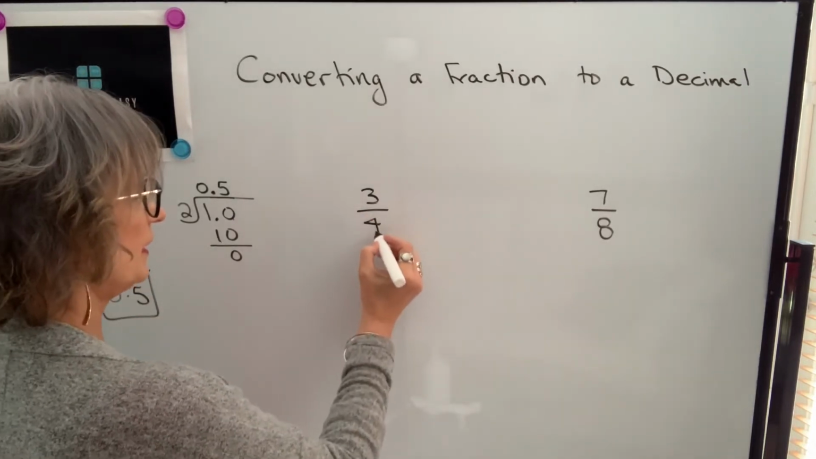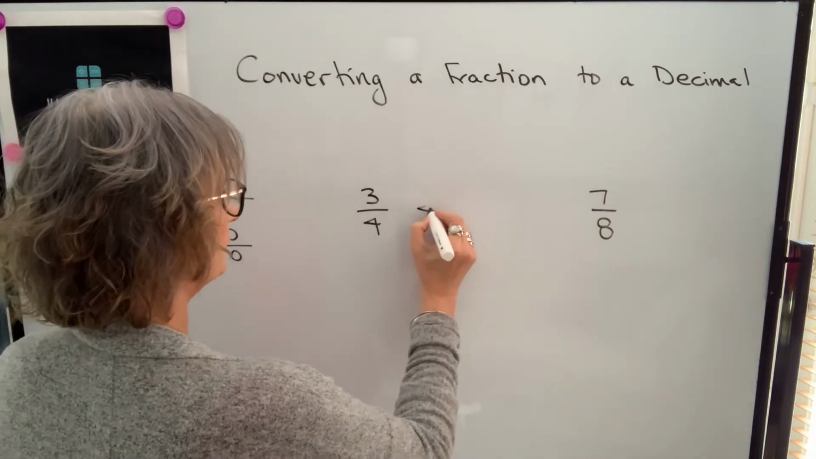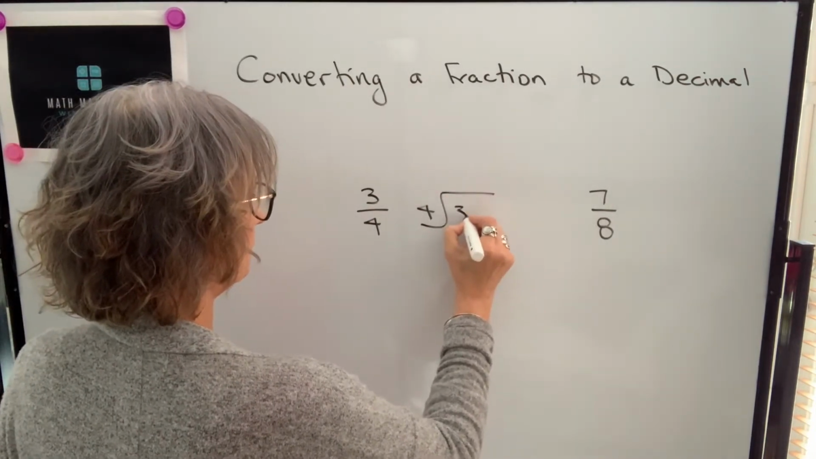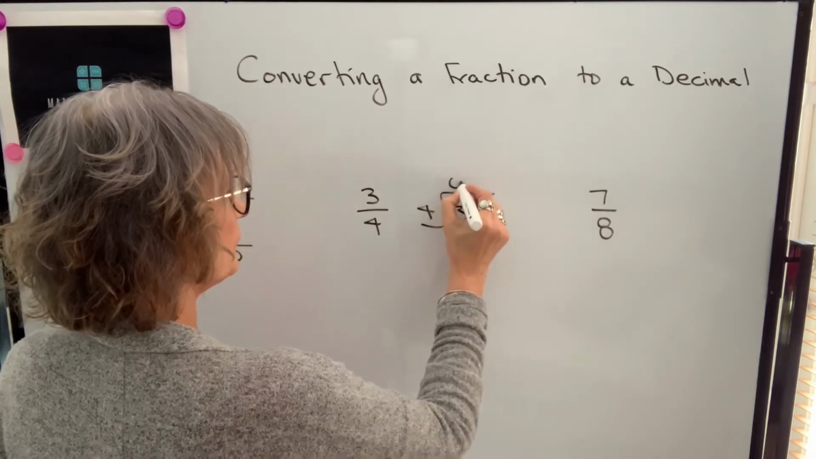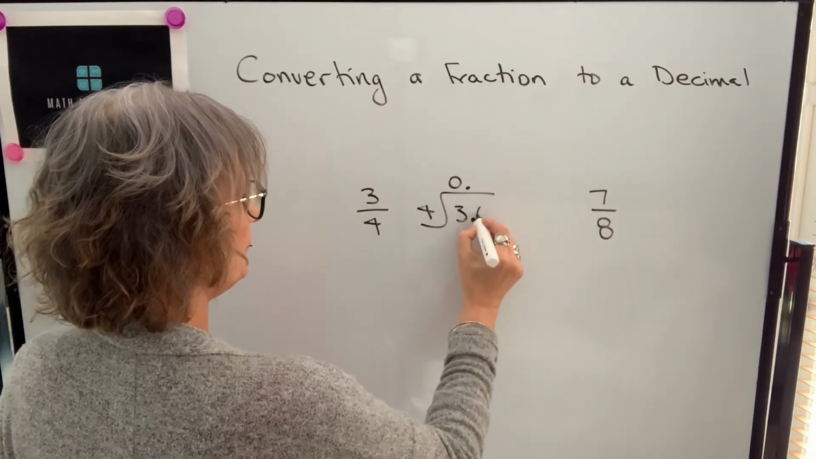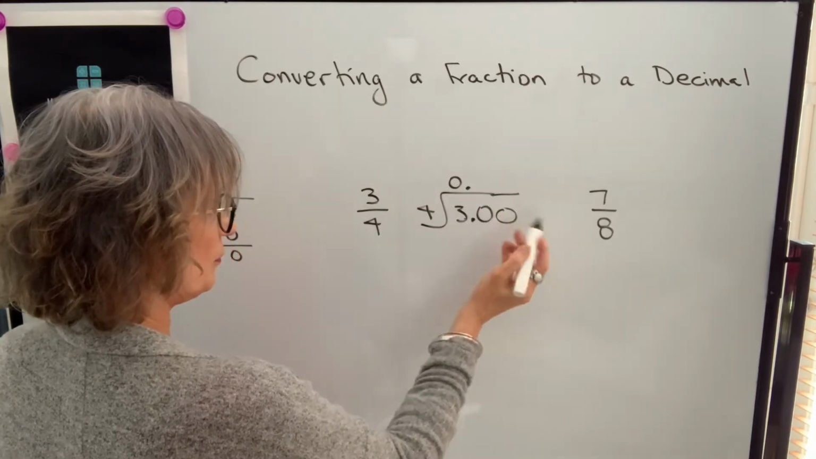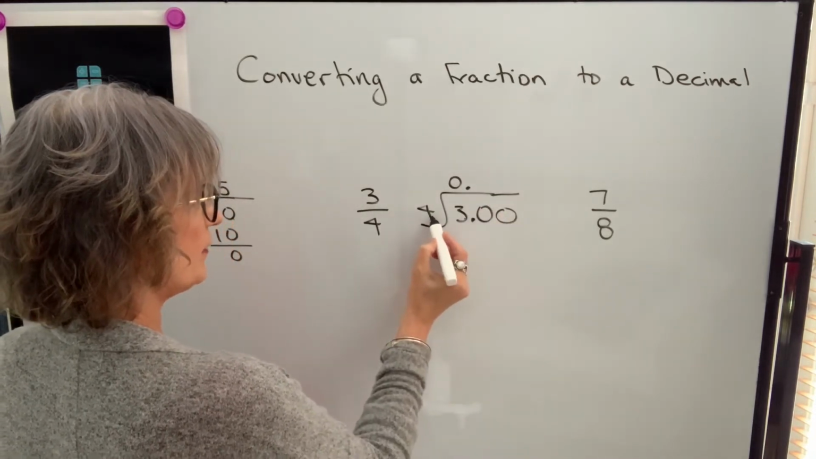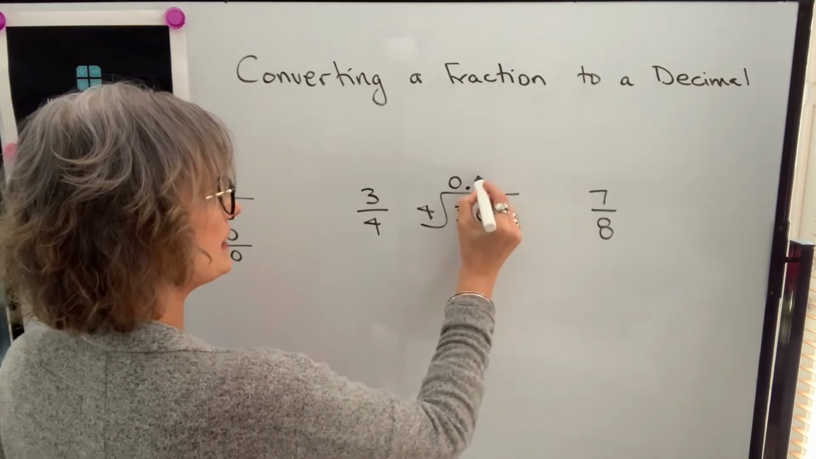We do the same thing with the next example. We divide 3 by 4. 4 doesn't go into 3, so we need our decimal point. We put a 0 and then our decimal point. And then we can have as many zeros after our decimal point as necessary. So then we look at 4 doesn't go into 3, but 4 goes into 30 7 times.